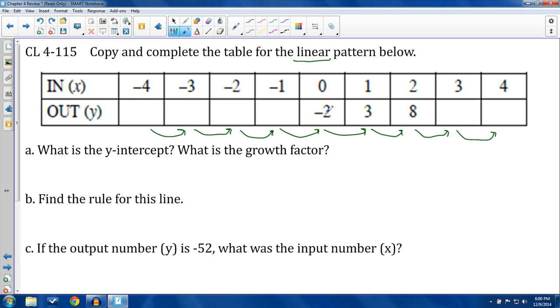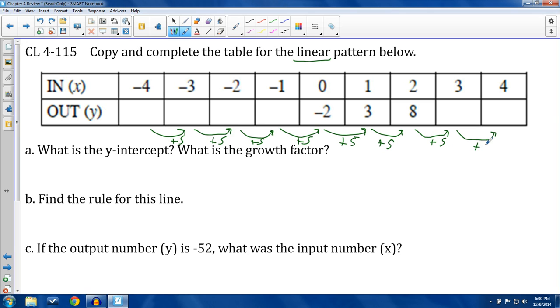That being said, negative 2 to 3, some people might not know that, but you should know 3 to 8, you're adding 5. Therefore, you're adding 5 here. You can double check. Yep, negative 2 plus 3 is 5. So you add 5 the entire way up. Technically, you subtract 5 the entire way down.